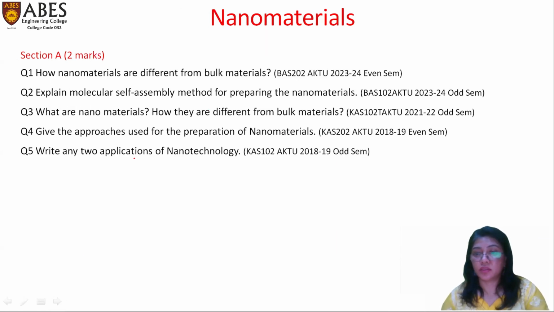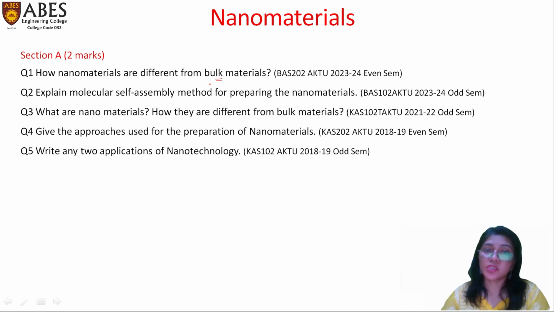The next topic in our engineering chemistry syllabus is nanomaterials. Section A includes how nanomaterials differ from bulk materials. When bulk materials are processed, they are converted into nanomaterials. Molecular self-assembly refers to the bottom-up approach of preparation of nanomaterials. This has been discussed in our ABES CETL lecture video of lecture 6 of unit 1, so there we can see it in detail.